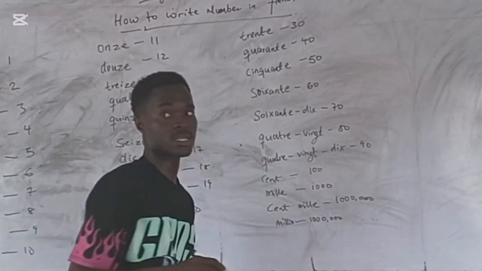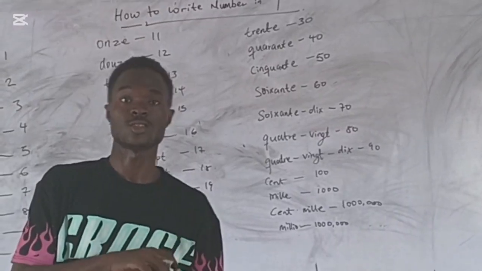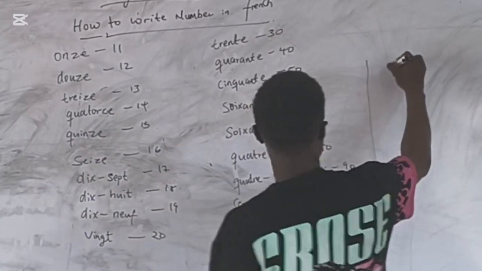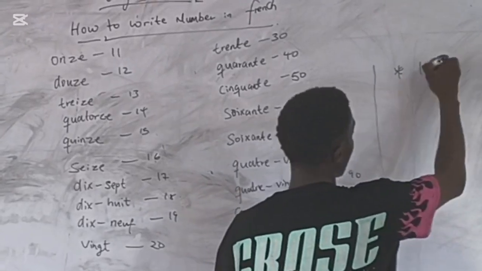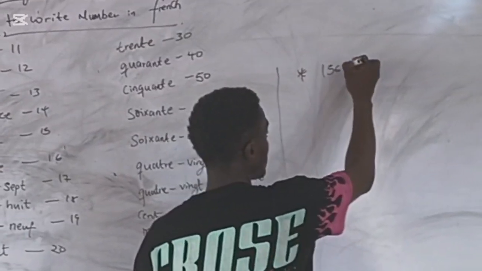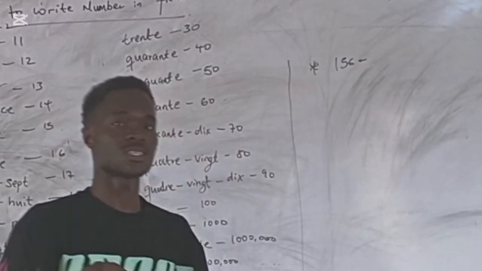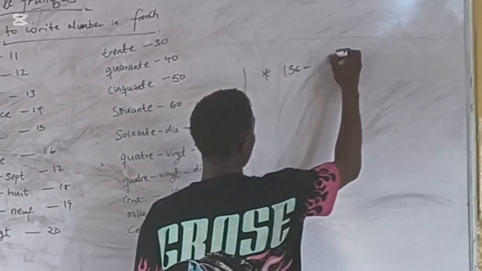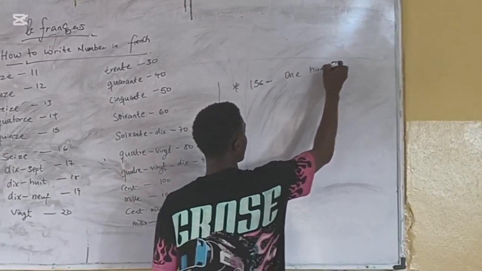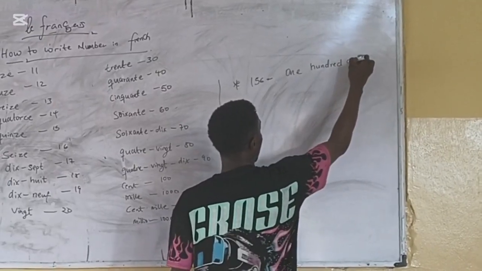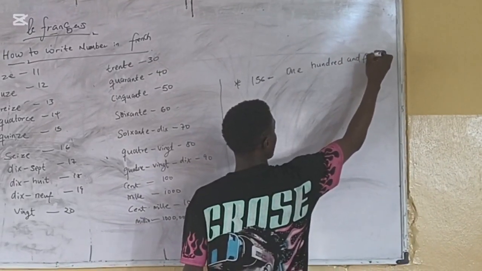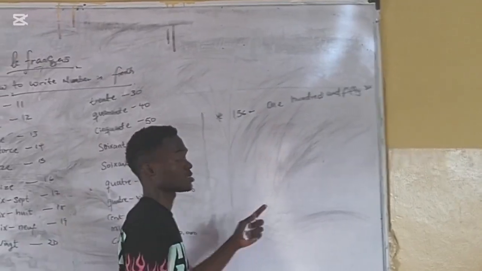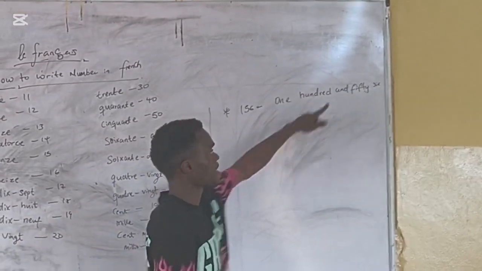But then I told you I'm going to teach you how to write the numbers in French. So now, let's take an example. When you're writing 156, the first thing to understand is that you have to write it in English first before writing it in French. So you write 156. When writing this, you have to neglect the hundred's digit.